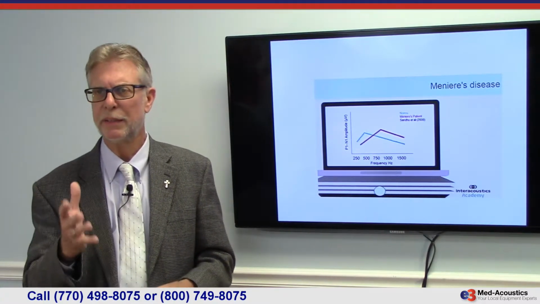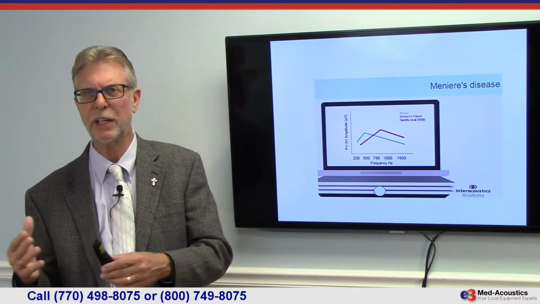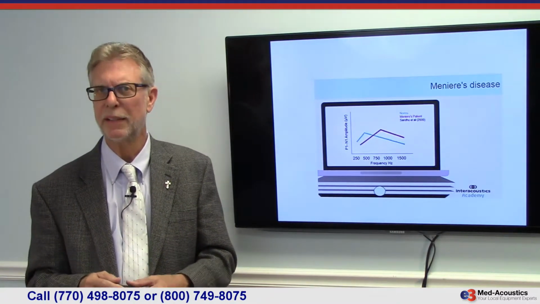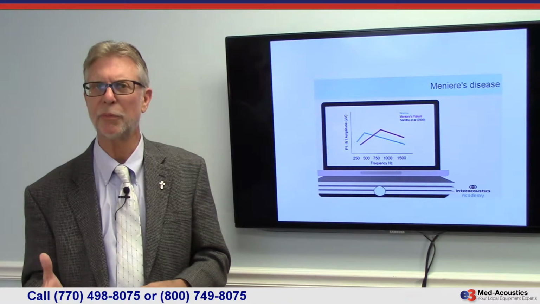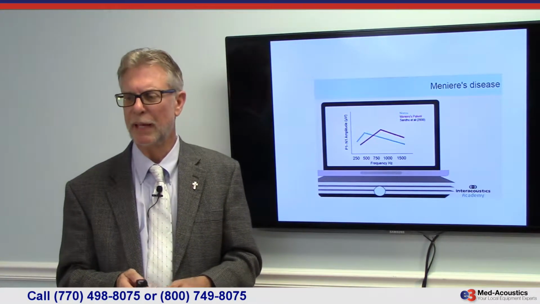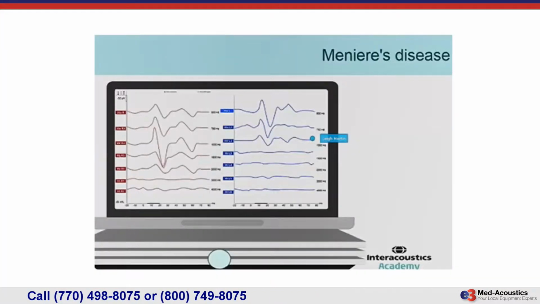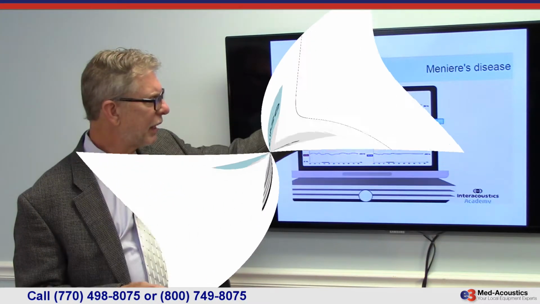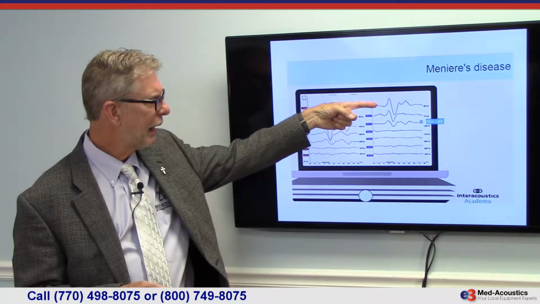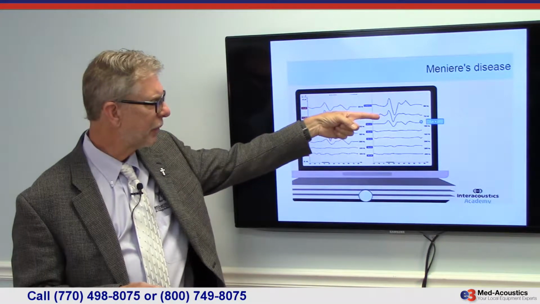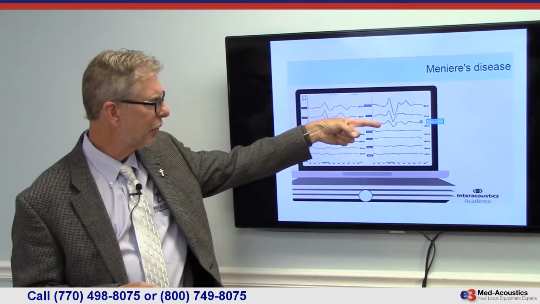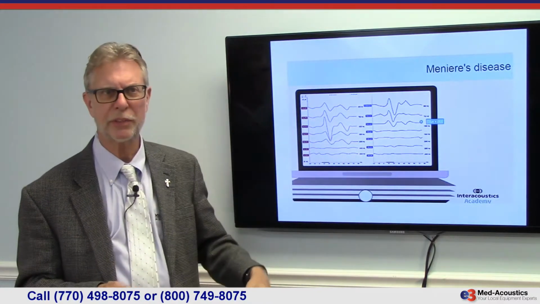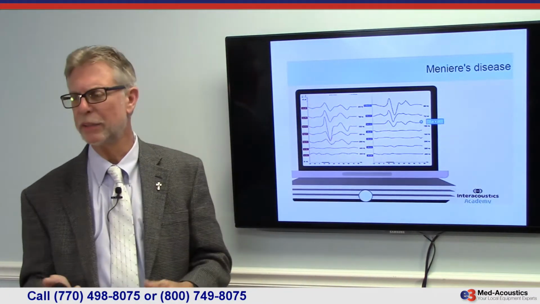So if you did the test at 500, 750, and 1,000, and you found that the highest amplitude was at 1,000 rather than 500, then that would be an indicator of Meniere's. Here's a case where we found that exact same thing. Typically, 500 gives you the highest amplitude C-VEMP response, and as you raise the frequencies, the response amplitude goes down, and when you get past 1,000 hertz, you can't even get the response.